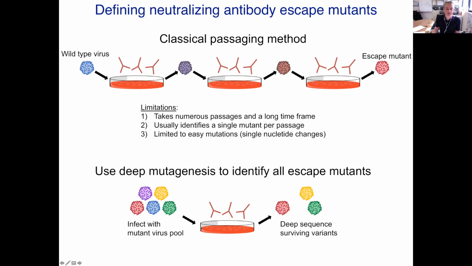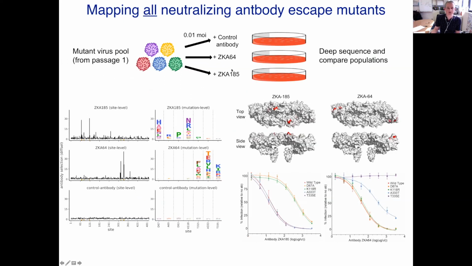So instead, we used our mutant library pools to select for all variants that are resistant to a neutralizing antibody. And we could do that in a single passage, where we passaged a virus in the presence of a very high concentration of a neutralizing antibody, which would result in only viruses that are resistant to that antibody surviving. And so that's shown in this overview on the top, where we passaged our mutant virus pools in the presence of a control antibody or 2 different monoclonal antibodies that neutralize Zika virus efficiently.